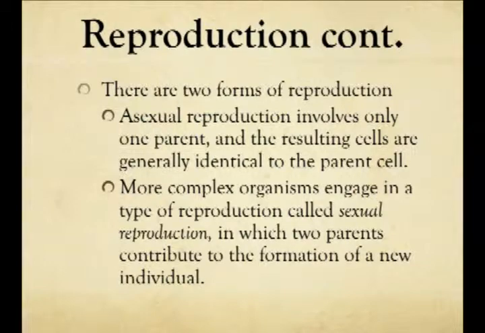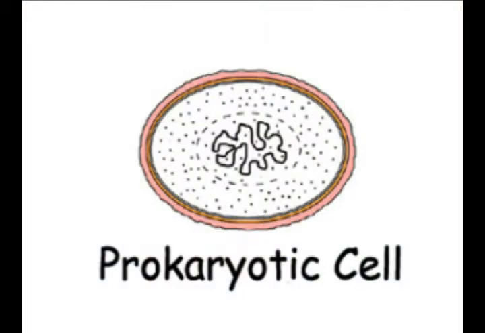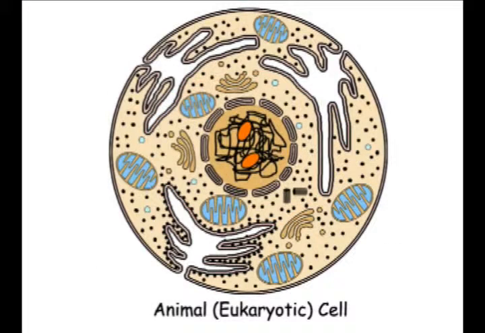Now, there are two types of cells. We have the prokaryotic cell and the eukaryotic cell. The prokaryotic cells do not have a membrane-bound nucleus, while a eukaryotic cell has a true nucleus.